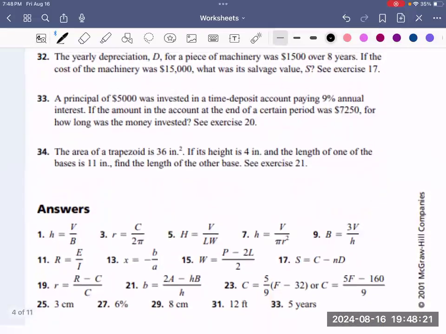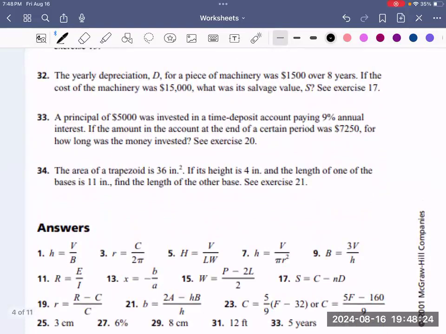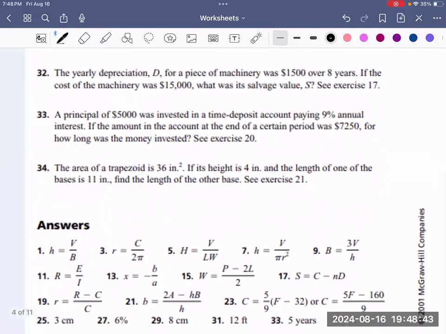Last up, we have 33. A principal of $5,000 was invested in a time deposit account paying 9% annual interest. If the amount in the account at the end of a certain period was $7,250, for how long was the money invested? So again, this is coming from a little financial background. In order to get a future value, we're talking about your present value, or your principal, times 1 plus your rate times your time.